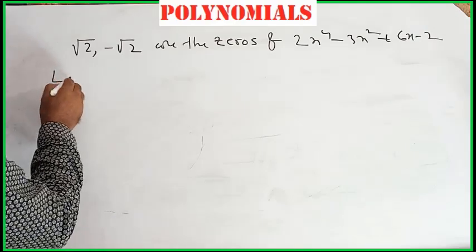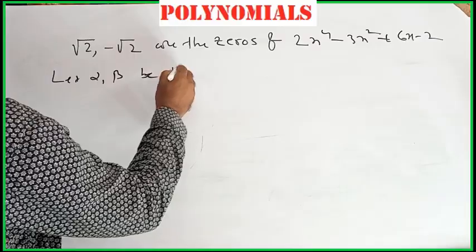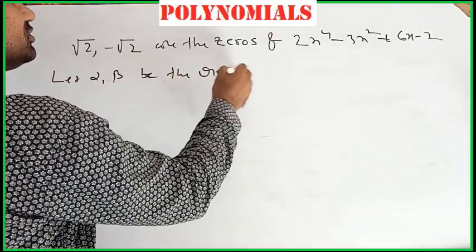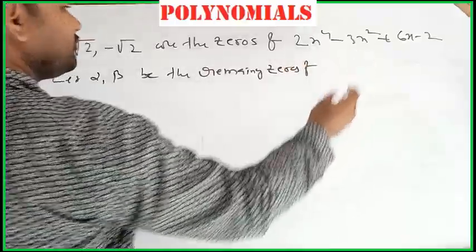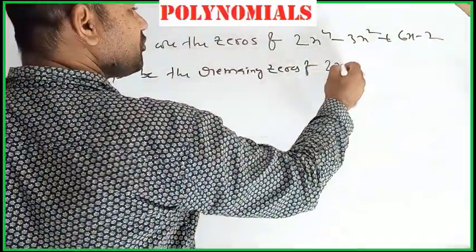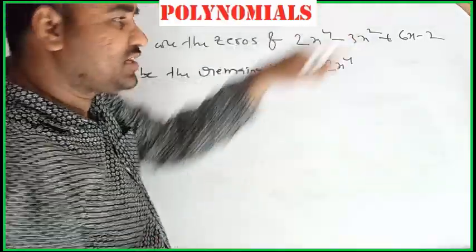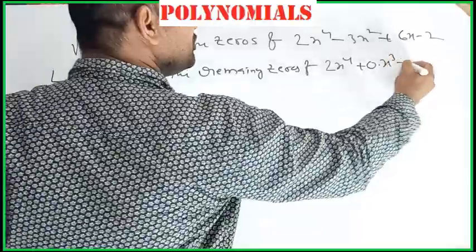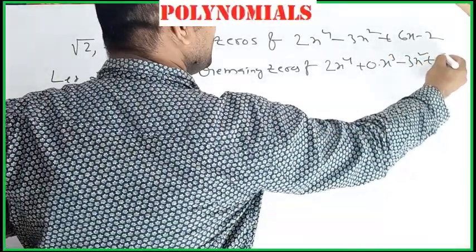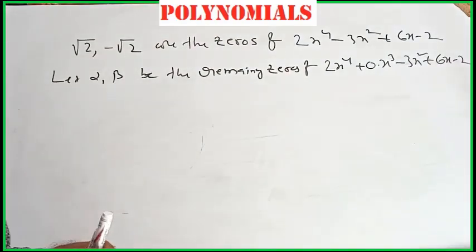Let alpha, beta be the remaining zeros of 2x^4. The third degree term should be there, but it is not there here. You need to write plus 0 into x cube, minus 3x^2 + 6x - 2. Now this is in standard form.